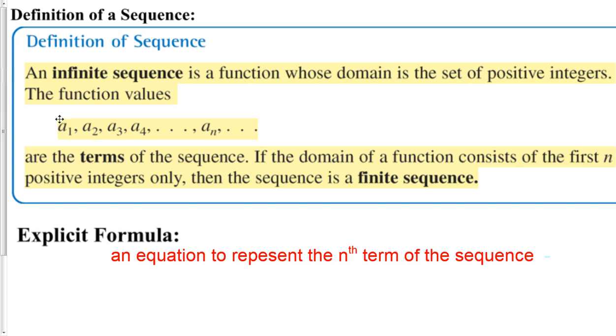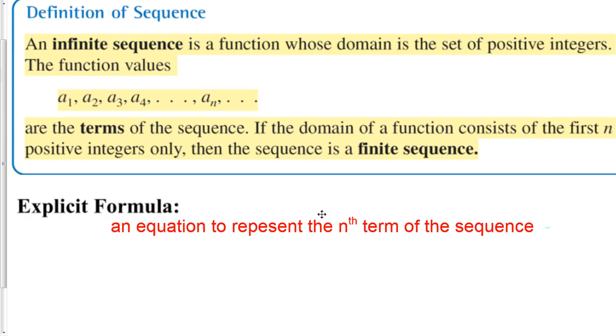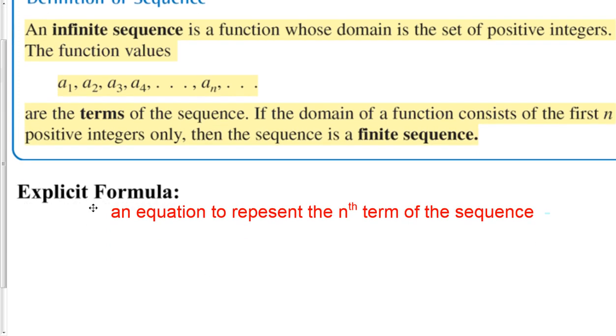So meaning if we only went from, let's say, 1 to 100 or 1 to 35, or any number, that would be finite. Infinite, it would have to continue, keep going and going and going. Now, an explicit formula is a formula for an equation to represent the nth term of the sequence.